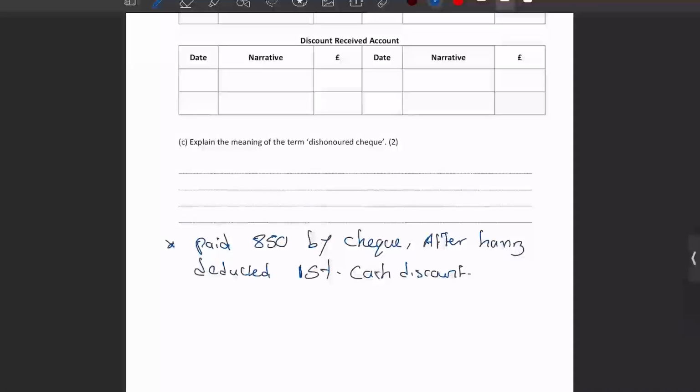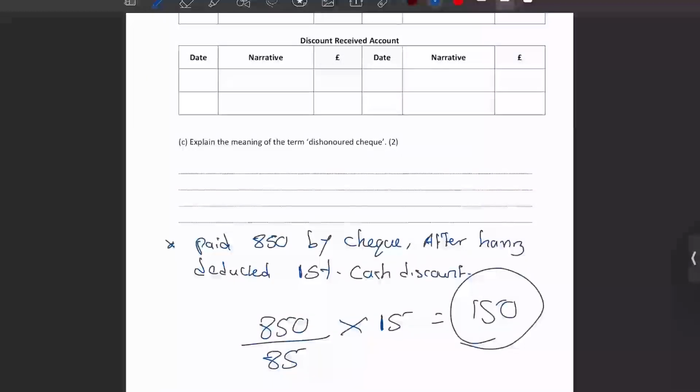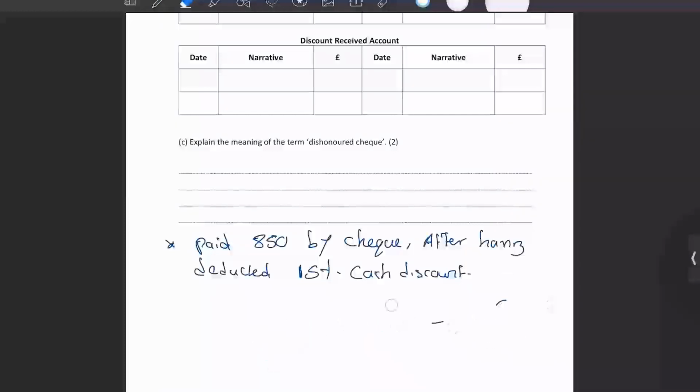Right. How do you get it? 850 is what you paid. Did you pay the entire 100%? No. If there is a 15% discount, you will pay only what percentage? 85%. From the 100, you will minus the 15%. Divide it by 85. Multiply it by 15. How much is the amount of the discount? 150. Now, come to this next one.